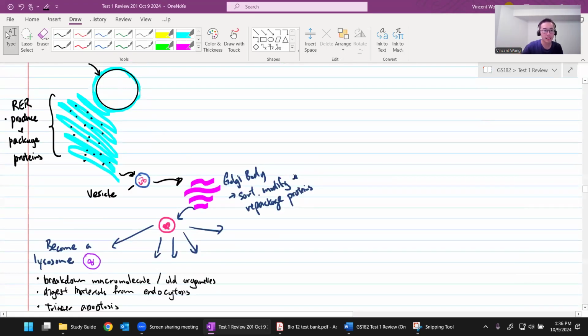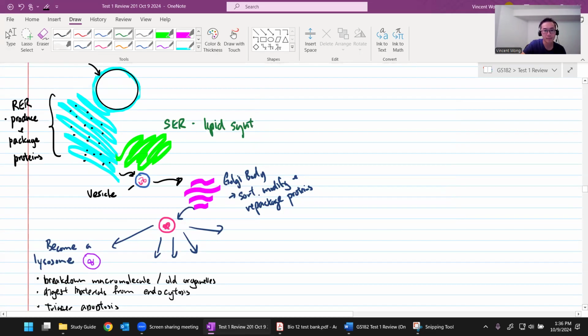So of course, missing in the picture would be the smooth ER. The smooth ER is just going to extend further out. They are for lipid synthesis, or breakdown. Also, detoxification. So there you have it. That's all the stuff in the endomembrane system.